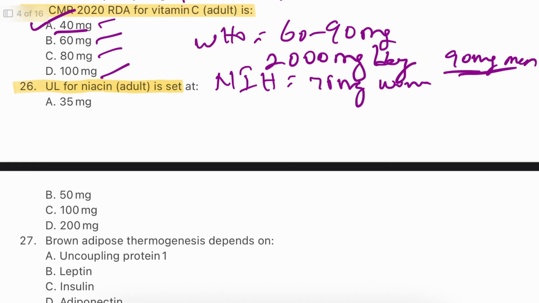The UL for niacin in adults is set at 35 mg, 50 mg, 100 mg, or 200 mg. The answer will be A, 35 mg. Niacin upper limit is 35 mg per day to prevent toxicity.